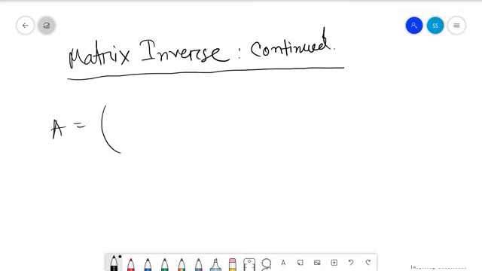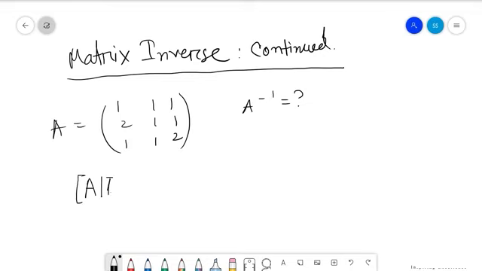Let's take a 3 by 3 matrix: 1 1 1, 2 1 1, and 1 1 2. So we ask, what is the inverse? To do that, we will form something called an augmented matrix. We will form a matrix like this.